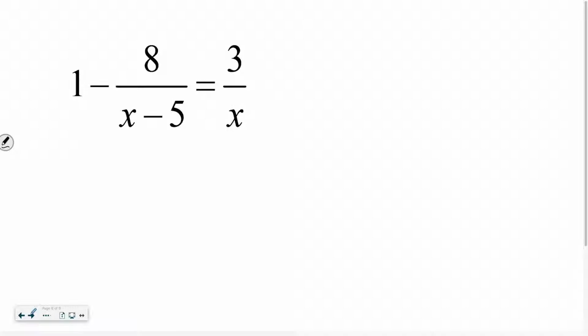Okay, let's do this one. 1 minus 8 over x minus 5 equals 3 over x. Okay, so you'll have to pay attention. You can't just cross multiply these two fractions because then, what are you doing with that 1 over there, right? So what we want to do is make it an equation that doesn't have fractions anymore.